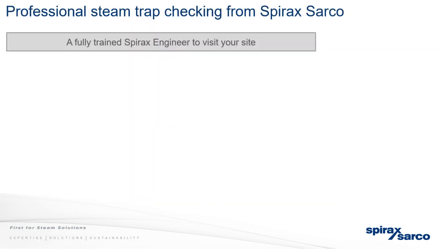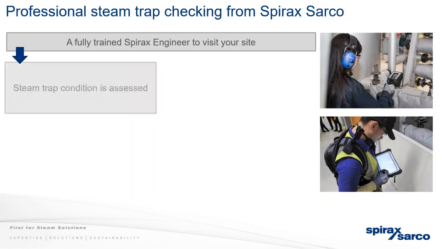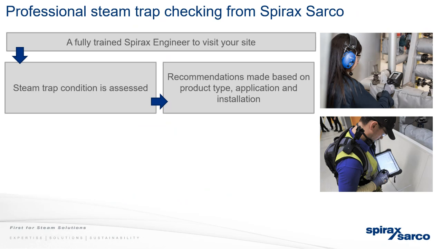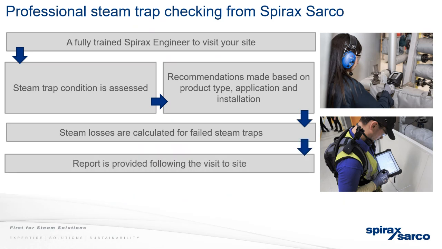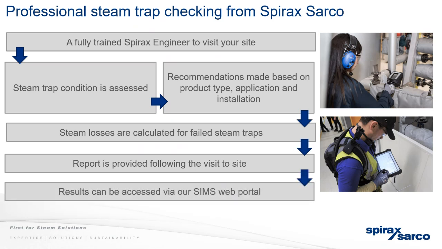And again, this is just a little bit of what we can offer you. We can diagnose your traps. We can send an engineer to you guys. This is kind of how it works. A fully trained Spirax engineer attends site. Steam trap condition is assessed. Recommendations are made based on your product type, application and installation. Then steam losses are calculated, so we can tell you how much money you're losing. A report is provided to you along with a visit to site, and the results can be accessed via your SIMS web portal. That will depend where you are in the world.